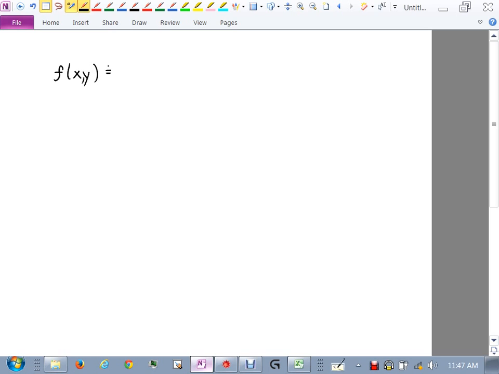So our function was arctan xy squared. I'm going to write it a different way. Arctan xy squared. And we want to be looking for the equation of the tangent plane at the point 1, 1, pi over 4. Yes? All right, so first thing I need is the partials, right? So let me go get those.